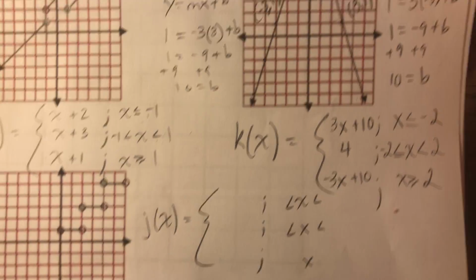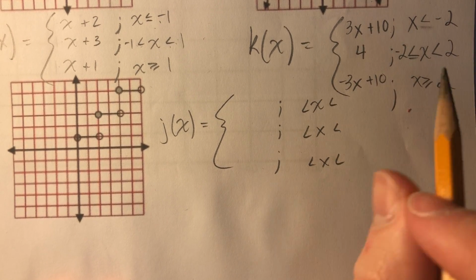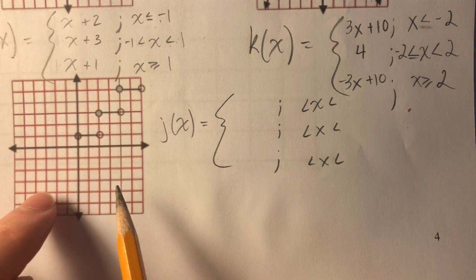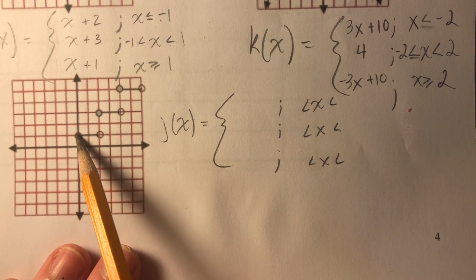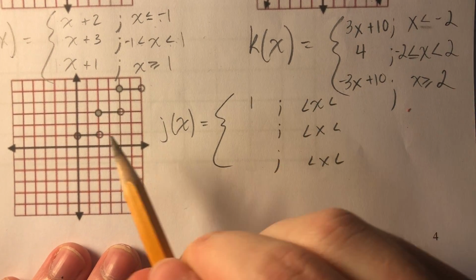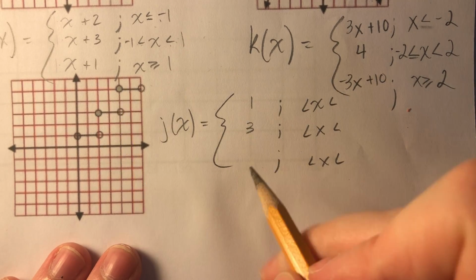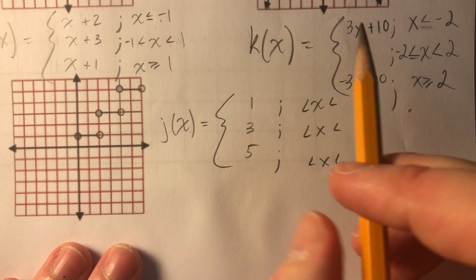I can organize it like this, because as you can see, there's a min and max for each part of the function. These are super easy to write though, right? This is just y is equal to 1, y is equal to 3, and y is equal to 5. Those are pretty easy functions to write. The domains are going to be a little bit more work.